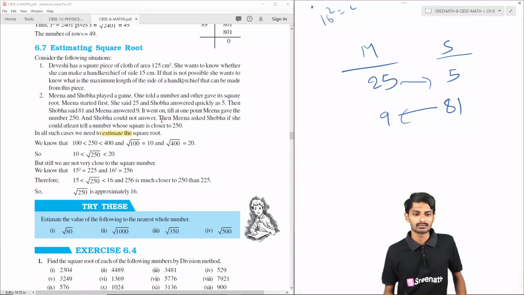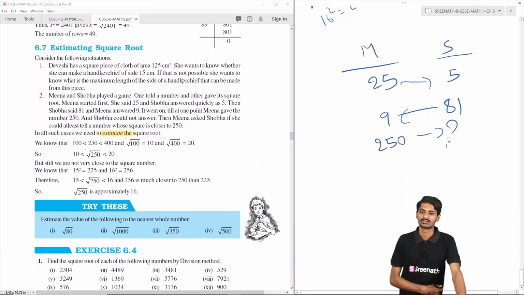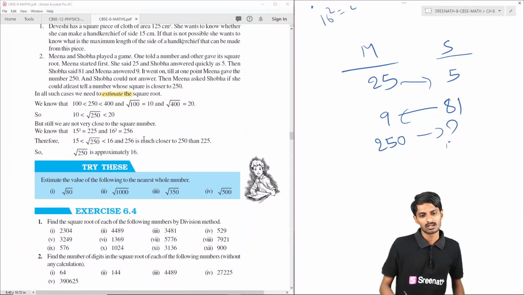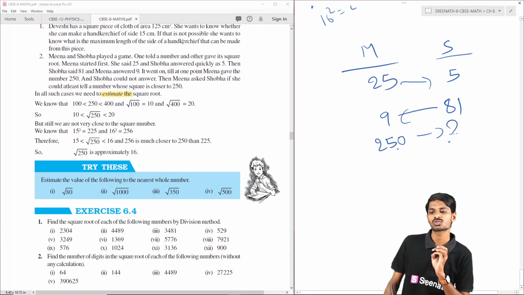So suddenly Megha has given 250. Then what is the answer? Square root. Square root of 250 is what? So for that, they have to tell a number which is closer to the square root of this.